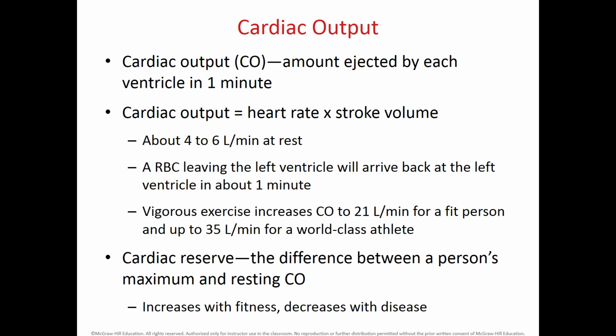So all you need to do when you are asked to calculate the cardiac output is to take the number of heartbeats per minute and multiply it times the stroke volume that is given to you. So if you have a heart rate of 70 and a stroke volume of 70 milliliters, you multiply 70 times 70 and that will give you your cardiac output.